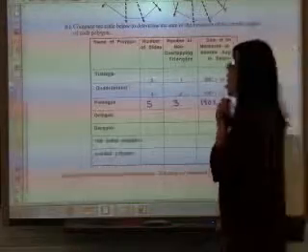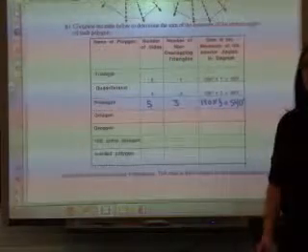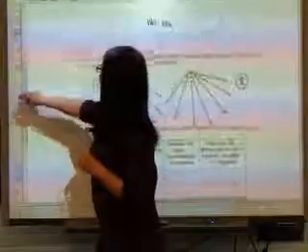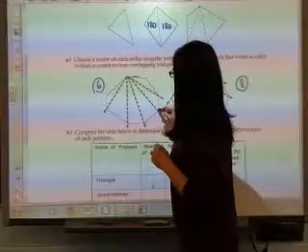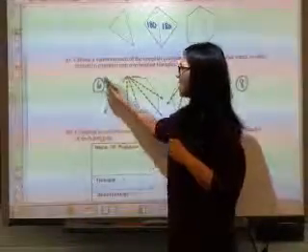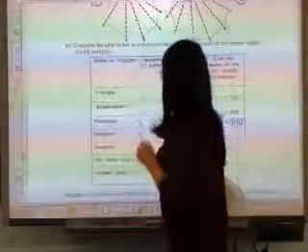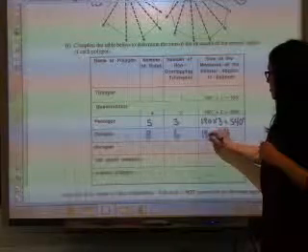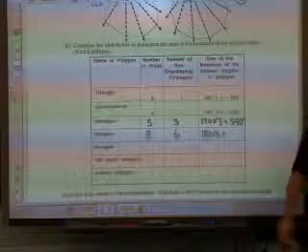Then if I look at an octagon, how many sides in an octagon? 8. This is an octagon. 1, 2, 3, 4, 5, 6, 7, 8. How many triangles did I create? 6. So 6 triangles at 180 degrees each gives me how many degrees in total?